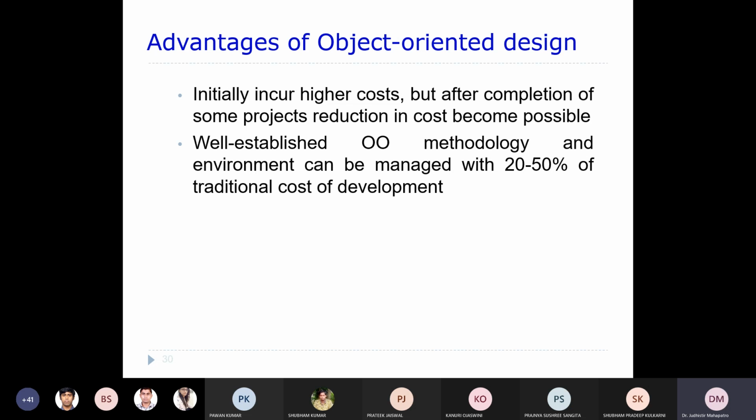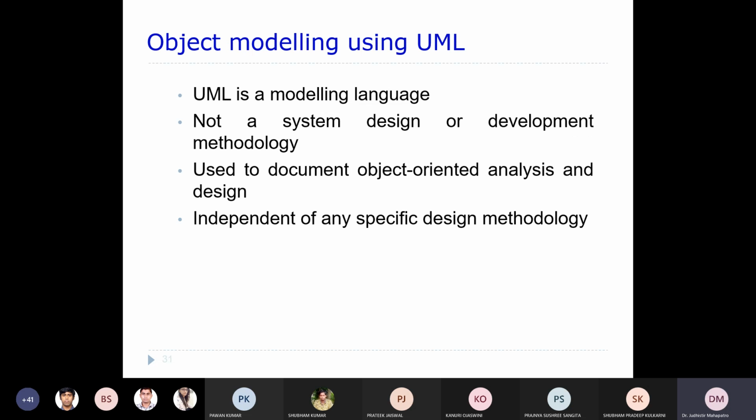A well-established object-oriented methodology and environment can be managed with 20 to 50% of the traditional cost of development. So this methodology decreases the cost by 20 to 50% as compared to the traditional cost of development. That's the reason why industries are nowadays moving towards object oriented design.